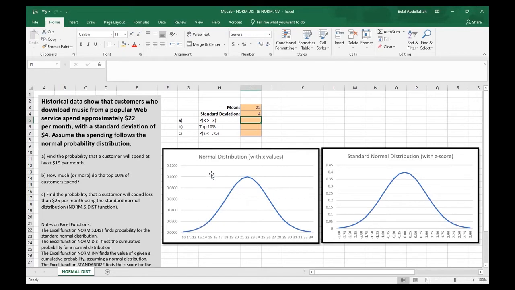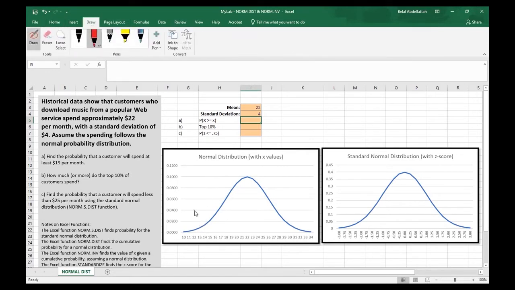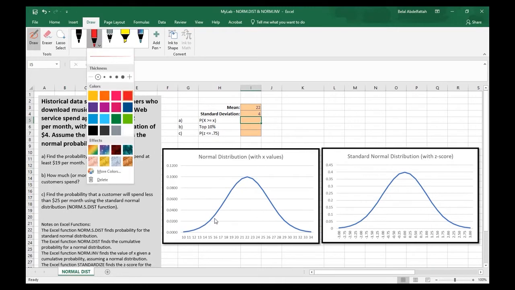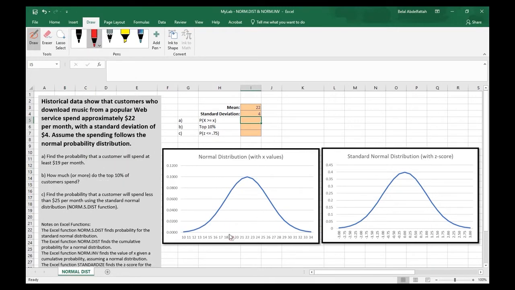Now let's highlight what we're interested in. If we are interested in at least $19, we know the $19 is right here, and at least means 19 or more. So if I put a line up to this part of the curve and highlight everything to the right of it, everything highlighted is what I'm trying to find in terms of probability. We're looking for a cumulative probability, but not for 19 and less, we're looking for 19 and more.